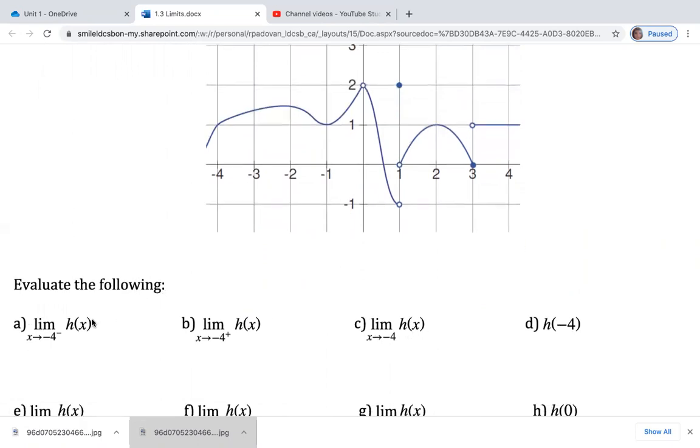So evaluate the following: the limit as x is approaching, sorry, negative 4. See, I almost missed the negative. As x is approaching negative 4 from the left, I just have part of the graph there to the left of negative 4. I'm going left to right, and I'm approaching the value of y equals 1, right? So I have equal to 1.